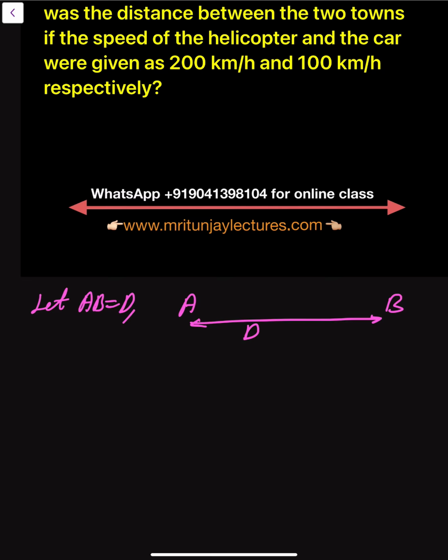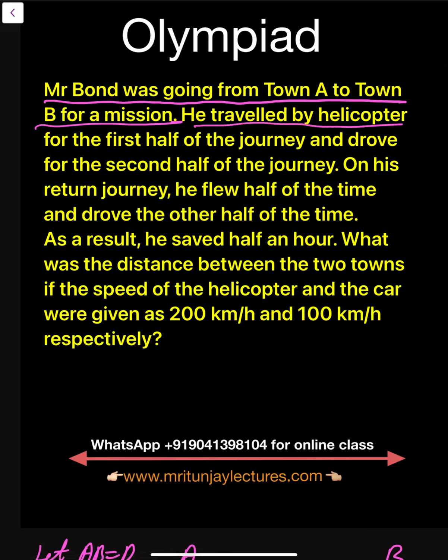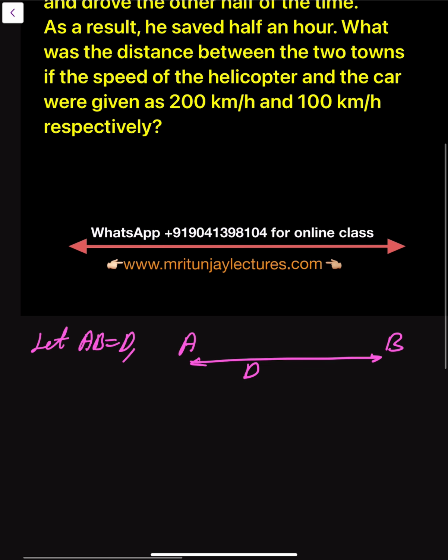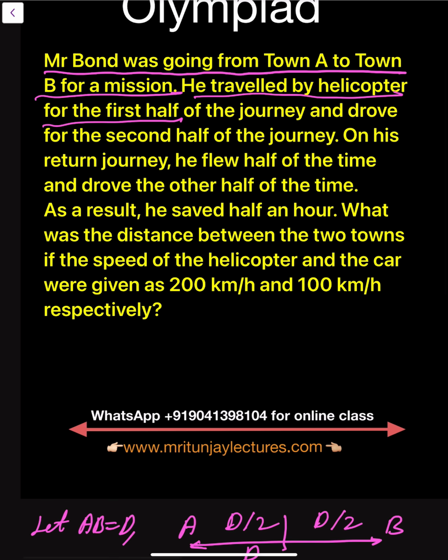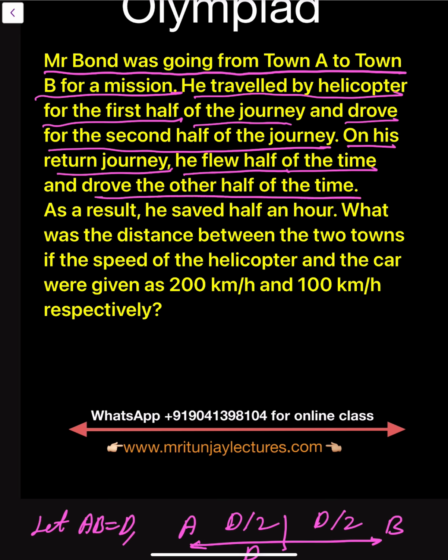Now next, he traveled by helicopter for the first half, which means D by 2, and drove for the second half, D by 2. On his return journey he flew for half of the time and drove the other half of the time. As a result he saved half an hour. What was the distance between the two towns if the speed of helicopter and car is given like that?